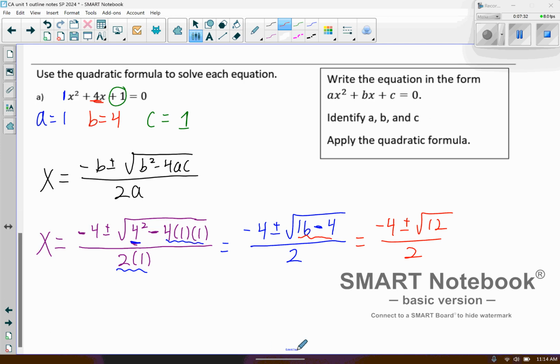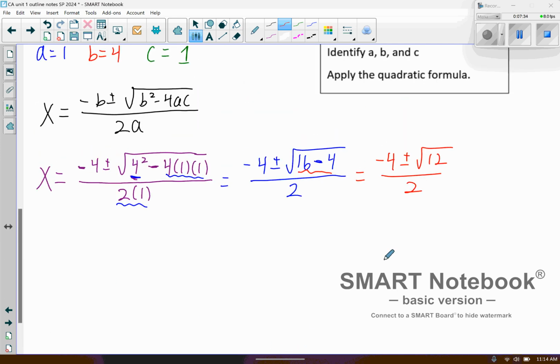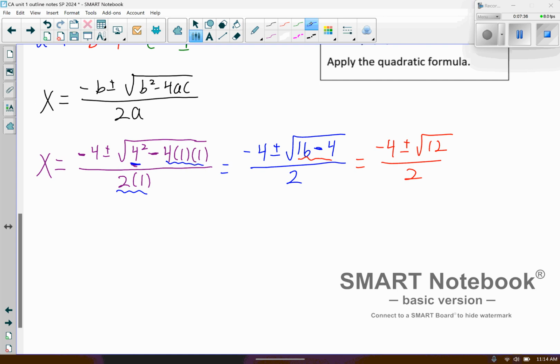And we're getting close to the end, but we can simplify that square root of 12. So we want to break that apart. We can break that into a square root of 4 times the square root of 3, and now part of it is a perfect square right here. So I can go ahead and square root that 4. So let's see, what do we have left now? We have negative 4 plus or minus 2 square roots of 3 divided by 2. So it's all divided by 2.